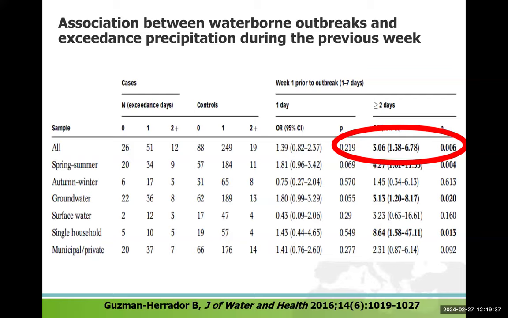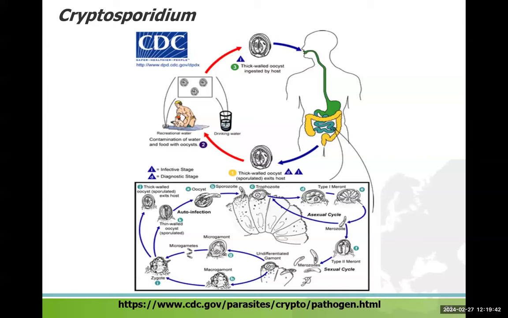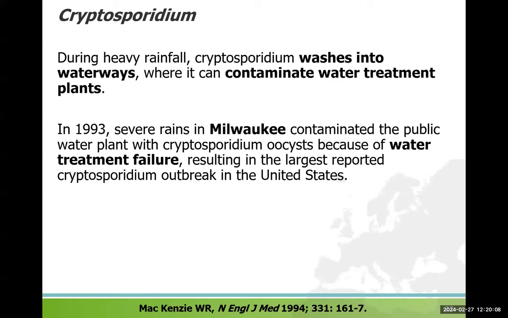A case in point would be cryptosporidium, which has these very sturdy little oocysts illustrated on this CDC diagram right here in the center. You can see this thick-walled oocyst. So cryptosporidium is a parasite that comes in a very sturdy form, this oocyst that can survive chlorination. And so during heavy rainfall, cryptosporidium parasites can potentially wash into the waterways where it can contaminate water treatment plants.